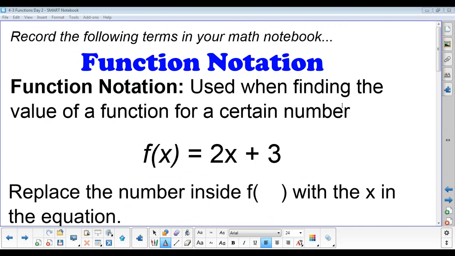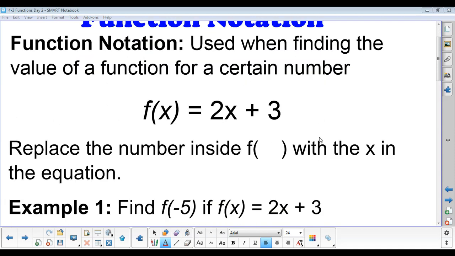Now, these are actually things that we did before the school closures, but we're just going to go back and make sure that we all understand it and are on the same page. We're going to start off by taking a few notes, so make sure you record the following terms in your math notebook. Function notation is used when finding the value of a function for a certain number.